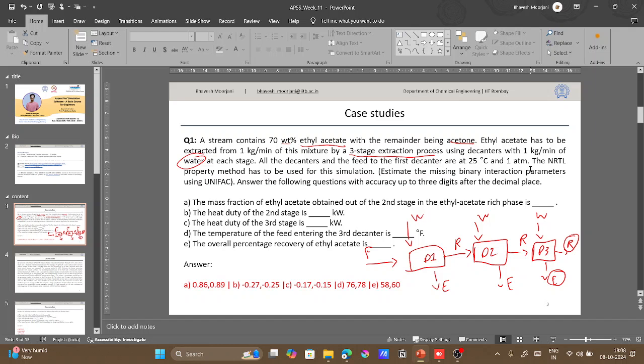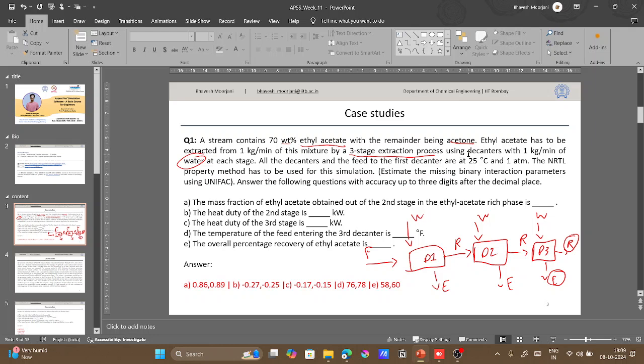Now here, what do you think? What will be our solute? What liquid will be part of our extract and what will be part of our raffinate? So obviously water should be the majority component of the extract, but with water, which component will get solubilized, ethyl acetate or acetone? And what will be the raffinate composition? Will it be rich in ethyl acetate or acetone?